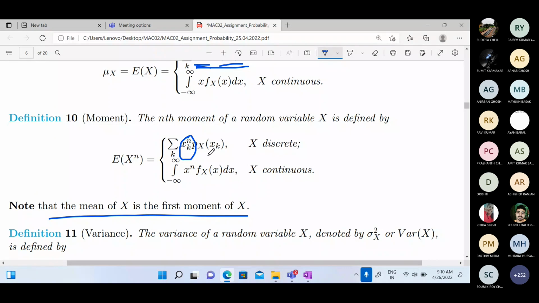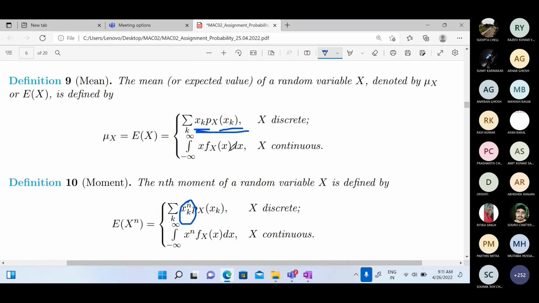Are you getting it? If you see, for example, a random number somewhere, suppose 1, 2, 3, 4, 5. And if we take the first moment, that means power is 1, then we are getting 1 into some probability, that means the probability at that point. And 2 into the probability of 2, we can say something like this. And 3 into probability of 3, or 4 into probability of 4, say.